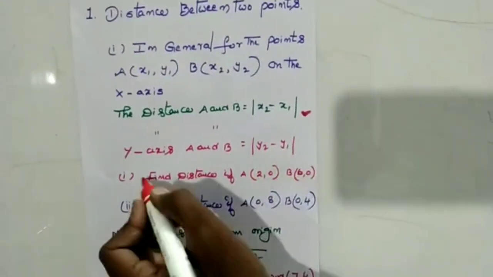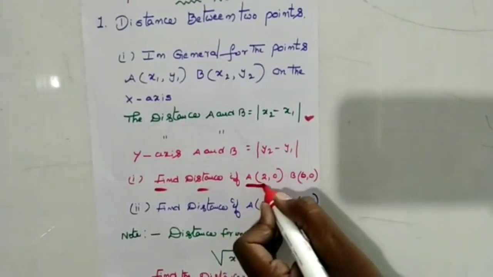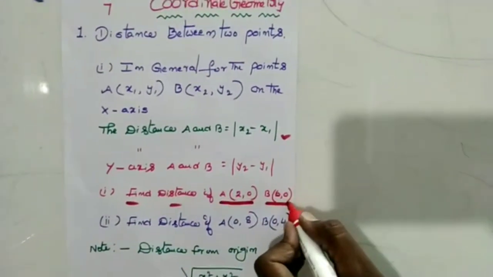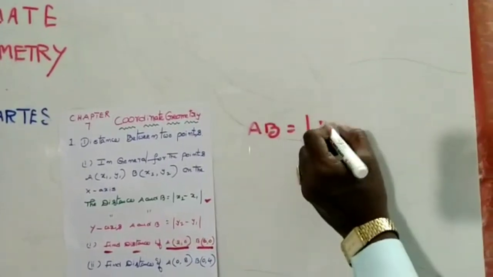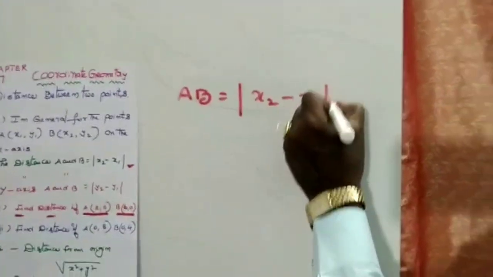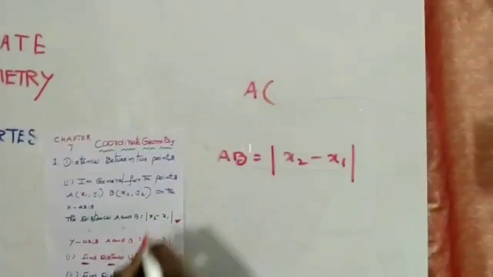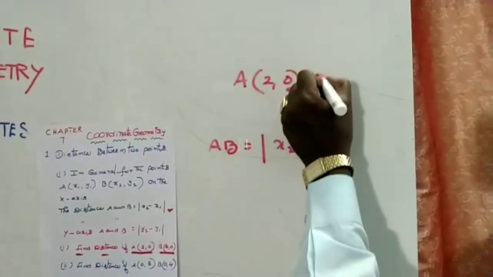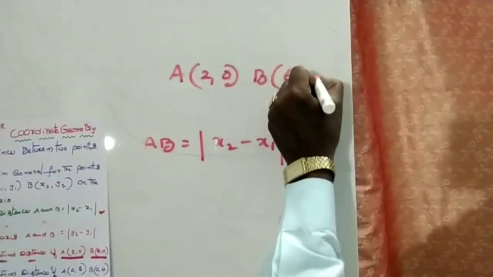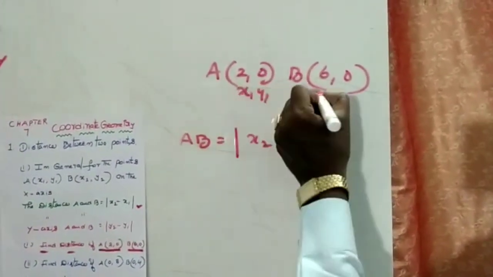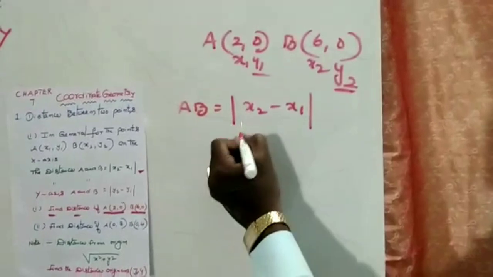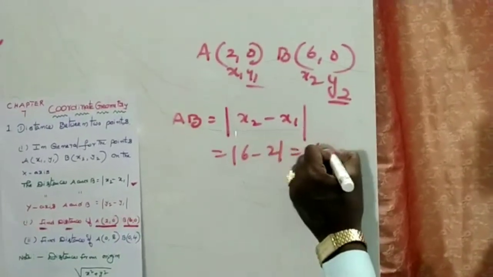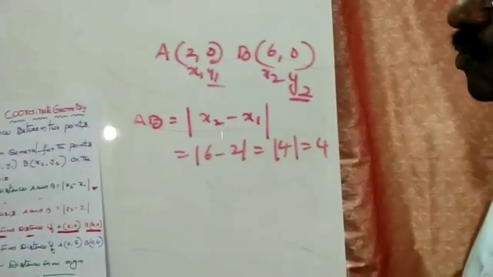For example, find the distance between A (2, 0) and B (6, 0). So this is on the x-axis. You have to use the formula: distance AB is equal to mod of x2 minus x1. A is (2, 0), B is (6, 0). Say these are x1, y1 and x2, y2. So these are the zeros. x2 means 6 minus 2, that is equal to modulus 4. You have to take 4.